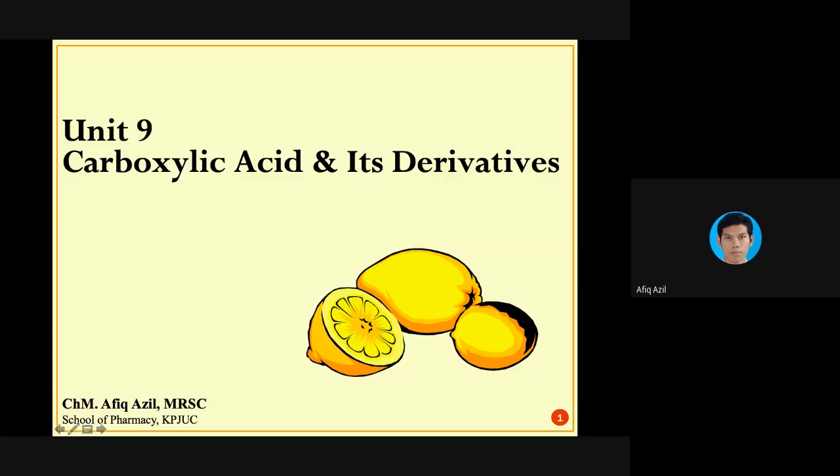Yes, carboxylic acid, but the specific acid that is present in lemon. Actually, in lemon, in lime, in orange, all of these contain basically almost the same type of acid, citric acid. So what is citric acid? Citric acid is also a type of carboxylic acid, another type of acid that is available in all of these fruit.